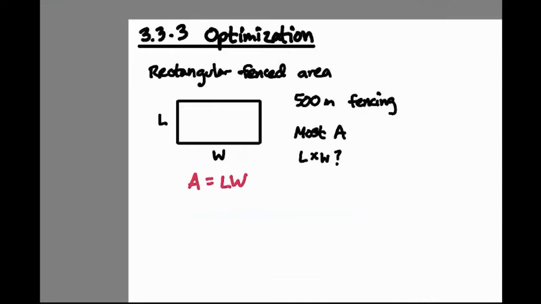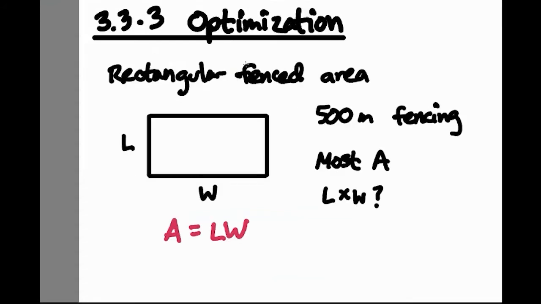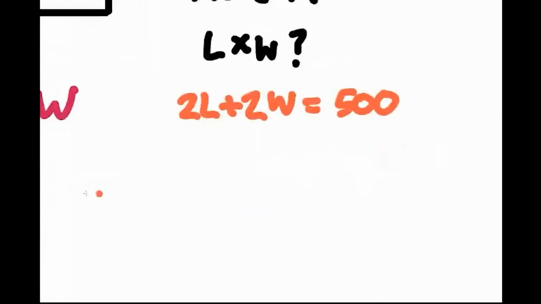So how can I get this to be only one variable? Any ideas? All the clues that you need are actually on the screen right there. The L's and the W's, if you add them all up, it should be equal to 500. Okay, that's just basic algebra. So that means that 2L plus 2W is equal to 500. So since we have a relationship between L and W right here, we can solve for one of them and substitute. Okay, it does not matter which one you do.